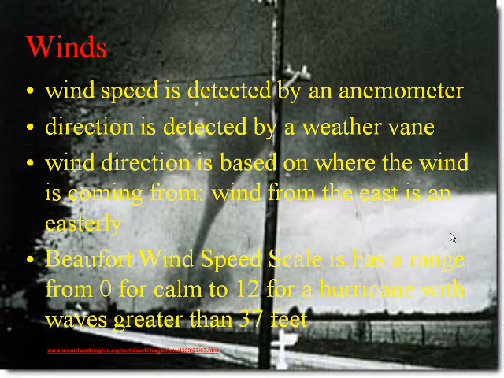It's detected, we use an anemometer for wind speed. We use a weather vane to look at direction, and it's based on where the wind is coming from. So wind from the east is an easterly. The Beaufort wind speed scale ranges from 0 to 12 to tell you how much the wind is moving. When people talk about hurricane winds, that would be a 12 on the Beaufort scale.